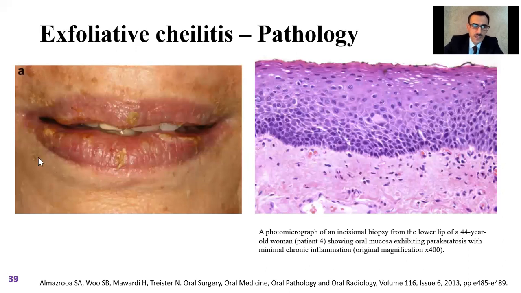Here we see the gross description of the exfoliative cheilitis and histopathological description. This is the photomicrograph of an incisional biopsy taken from the lower lip of a 44-year-old human, showing oral mucosa exhibiting keratosis with minimal chronic inflammation.